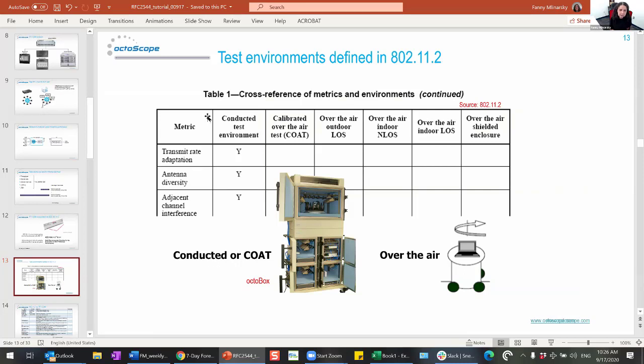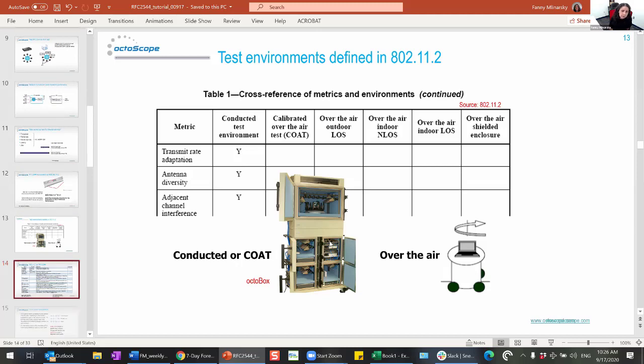It specifies a lot of stuff that deals with wireless itself, not just the routing subsystem, but a lot more than that. There are different environments, and you measure a long list of metrics in different environments. Some of them we've done forever in a test house running with a car, and then indoor, outdoor, and then there were some they called calibrated over the air. That's essentially the Octobox type of environment. Can be conducted, can be over the air, or both. So different environments, a long list of tests.